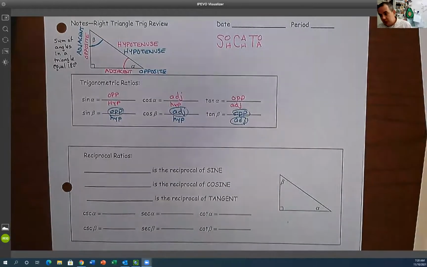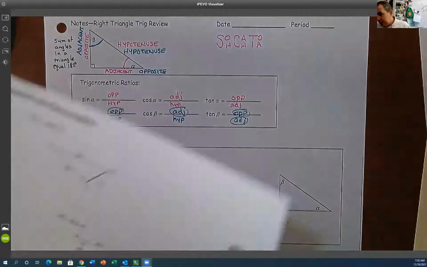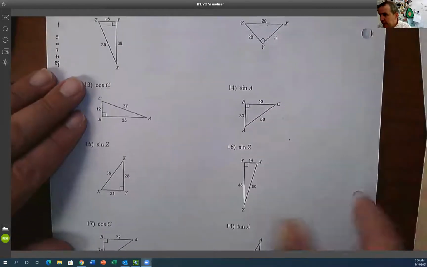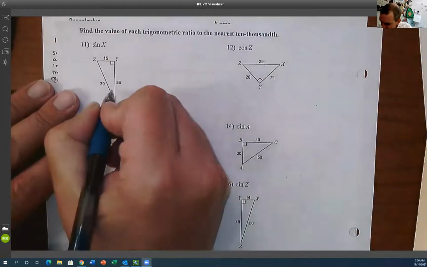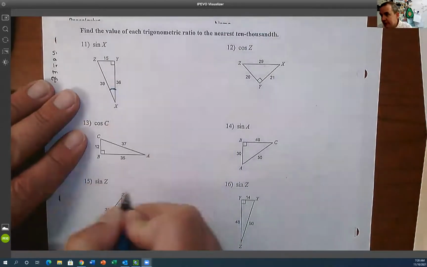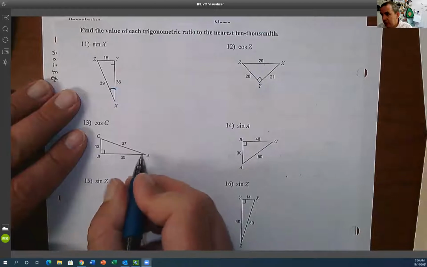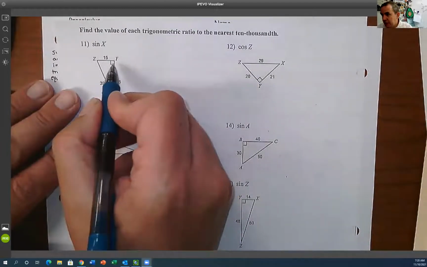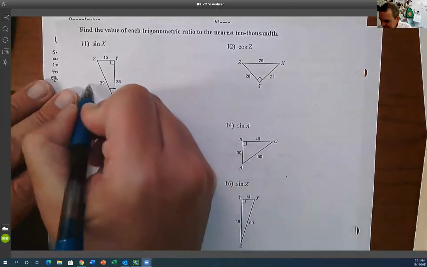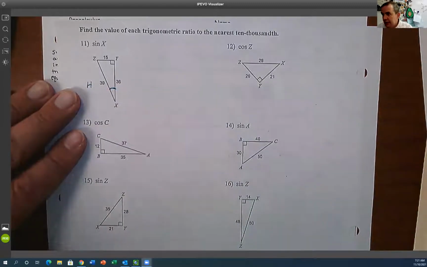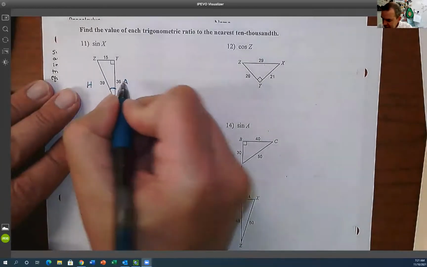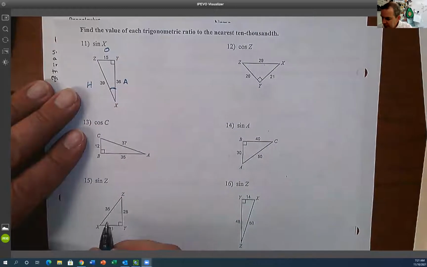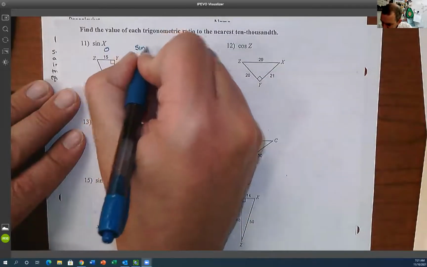I'm going to do one of them, and I'm going to do the angles you would see. So in this case, sine X. There is angle X. So now let's label all the pieces of the triangle. Here's my right triangle, my right angle. Across from that, 39 is my hypotenuse. And then I'm going to label 36 as next to the angle, so that's adjacent, and 15 is opposite it.